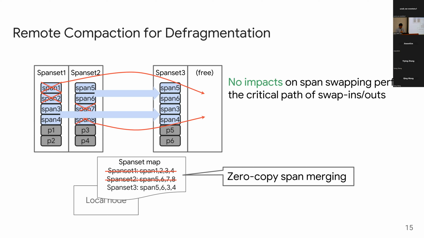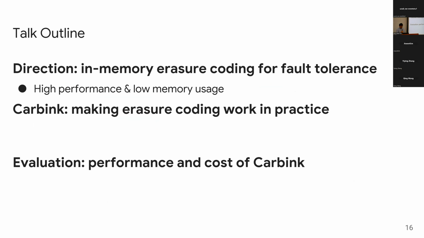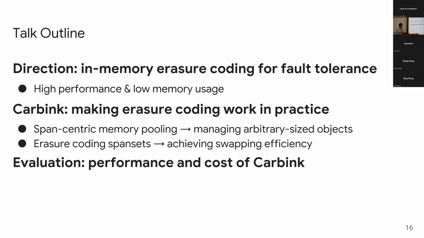Here I want to highlight that the remote compaction does not impact the span swap in and swap out performance because it's off the critical path of swap ins and outs. The only penalty is that it might consume more far memory because some dead spans might not be compacted immediately. We'll evaluate this point later. Carbink adopts span-centric memory pooling to manage irregular or arbitrary size objects, and then applies erasure coding to span sets to achieve efficient swapping. Next, we're going to evaluate the performance cost of this design.